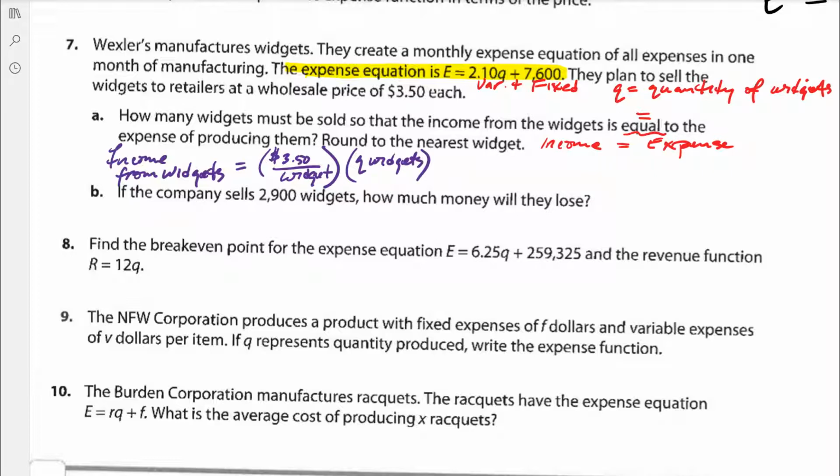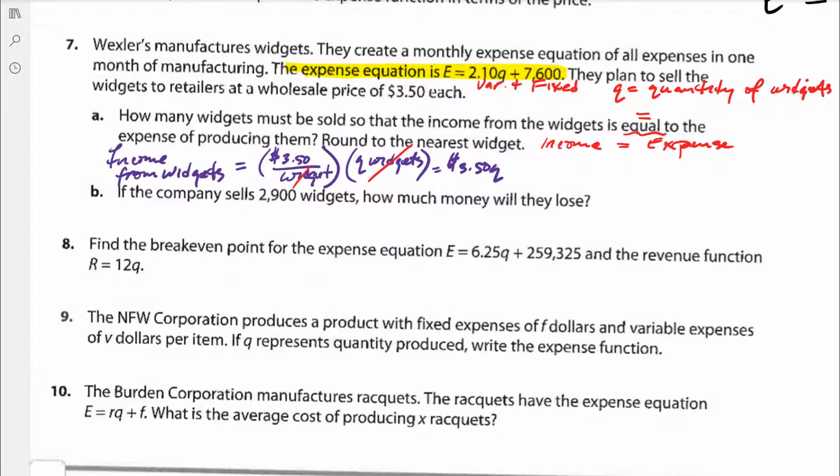Notice that if you simplify a little bit and cancel out the units, we get 350 times Q. And you always take the price per item times the number of items produced or sold to figure out the total, okay? So in this case, this is going to be equal to 350 times Q. That's the income from the widgets at this wholesale price.